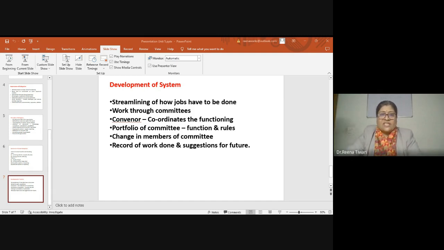Okay, now we'll start with unit 6, that is communication and negotiation. And as you all understand, communication is the basic function of management, and to be an effective educational manager, that is the head of the institution, effective communication is very much essential.